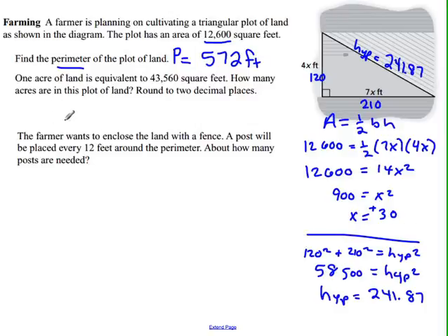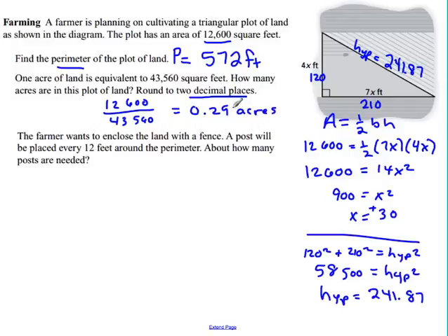Next, it has us do some conversion. It says 1 acre of land is equivalent to 43,560 square feet. How many acres is this plot of land? Well, we were told that this is 12,600, so we'll divide that by 43,560. This tells us to round to 2 decimal places, so when you put that in your calculator, you should get 0.29 acres, which is a really small plot of land to be farming. Maybe he's farming it by hand or something.